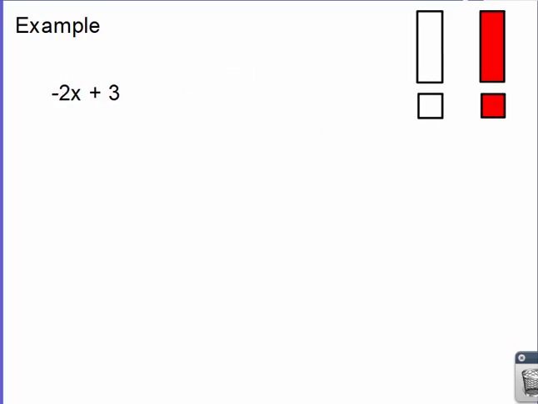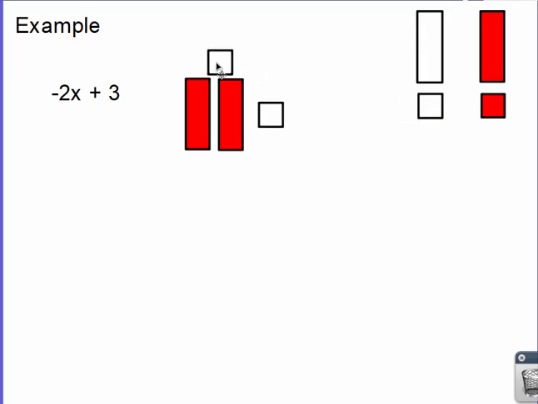Well, what if I gave you negative 2x plus 3? Well, now we have a negative 2x, so that means we need to have some closed longs. So we have 2 closed longs and 3 open squares. And that would be the model of negative 2x plus 3.